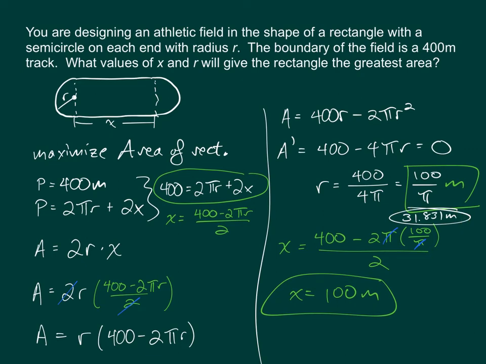And this is something that you would use in the real world. If you walked up to somebody and said, hey, the radius has to be 100 over pi meters, they're going to look at you funny. So if you are ever faced with optimizing something in the real world, you can give them the exact answer, but I would quickly follow it with something like this so that it makes more sense. People can understand 31 meters. People have a harder time understanding 100 over pi meters. So here are your answers. Let's move on to the next one.